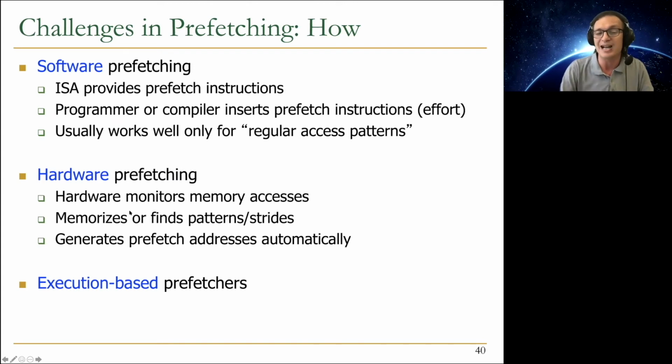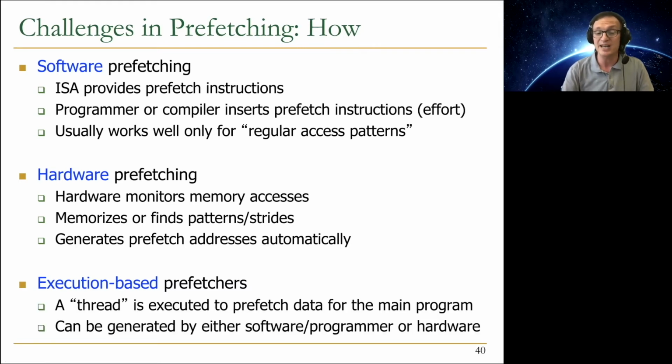Hardware prefetching: hardware monitors the memory accesses, as I showed you earlier. It either memorizes some of the access patterns or finds patterns or strides, and it generates prefetch addresses automatically based on what it has seen in the past. And clearly, this has been extremely successful. There are many reports that show that hardware prefetching improves performance significantly on many workloads. And I think Apple M1 is also a good example where hardware prefetching has improved performance significantly. And you can take a look online for that.